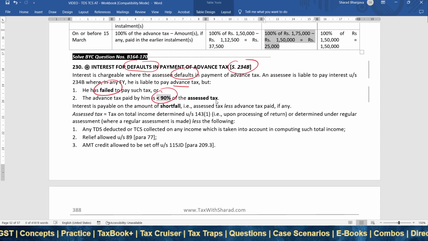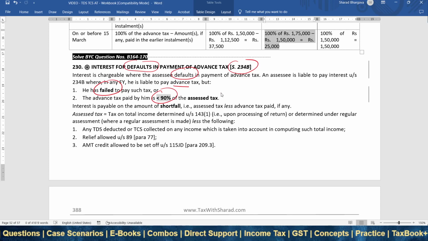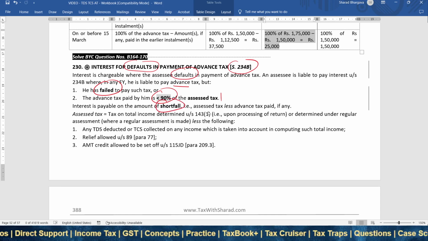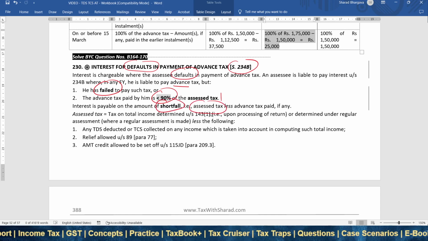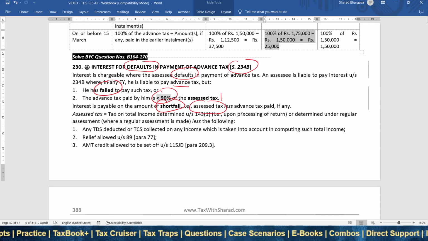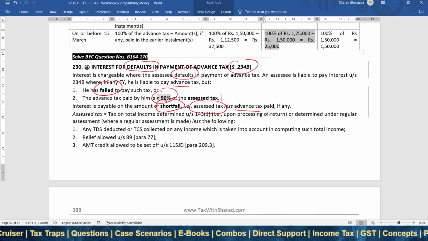So whenever the updated return is furnished, we will need to see what amount of advance tax was paid, if any, or whether it was not paid, and accordingly compute interest under section 234B if it is applicable. Interest is payable on the amount of shortfall, and the shortfall is the assessed tax. That means in this case it will be tax based on the updated return less advance tax paid, if any. Okay, this will be the amount of shortfall. That means the default which has been made in relation to the payment of advance tax.